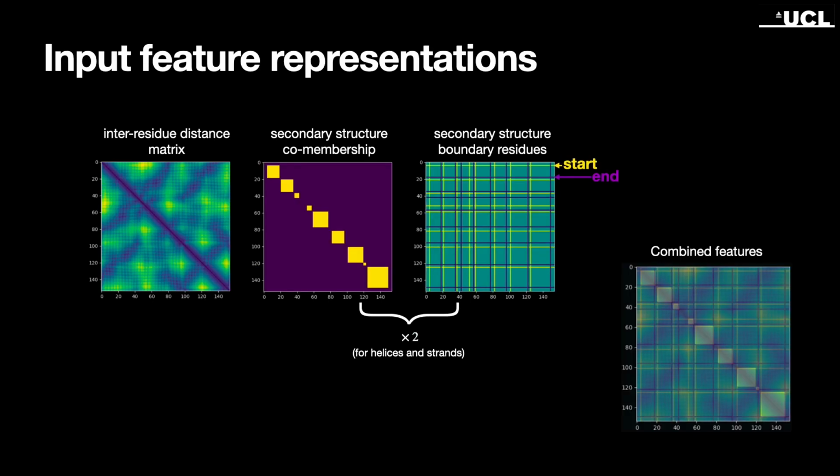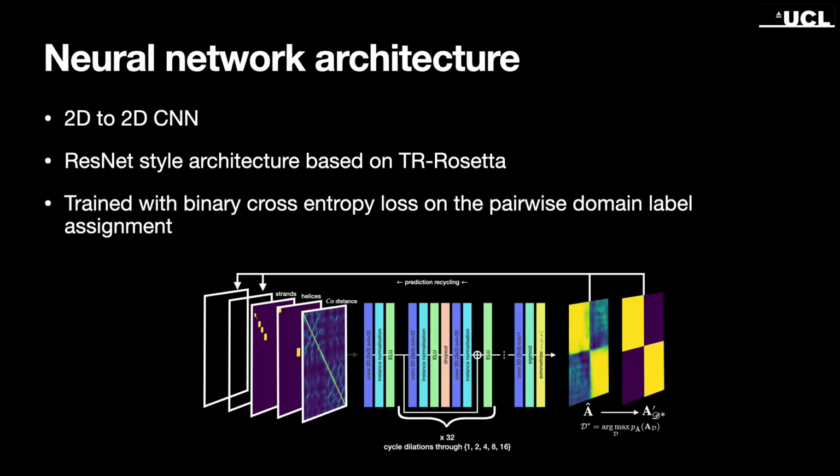Next, we'll talk briefly about the input feature representations. So there's 3 components that we represent the structure with. There's the inter-residue distance matrix, and there's the secondary structure co-membership, which indicates if residues are in the same secondary structure components. And finally, we have the secondary structure boundary matrix, which marks the start and end of secondary structure components. We have separate matrices for helices and strands, and next we'll talk about the network architecture.